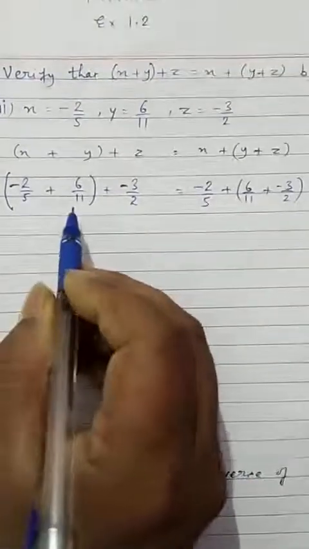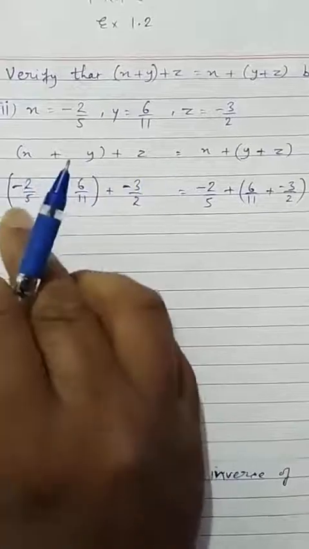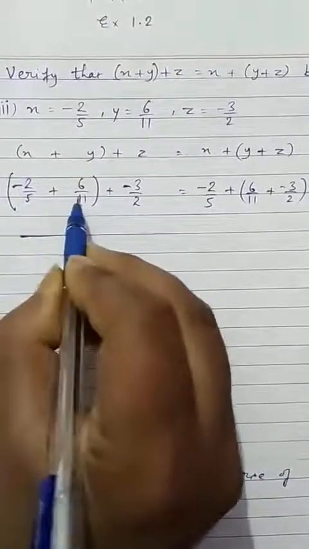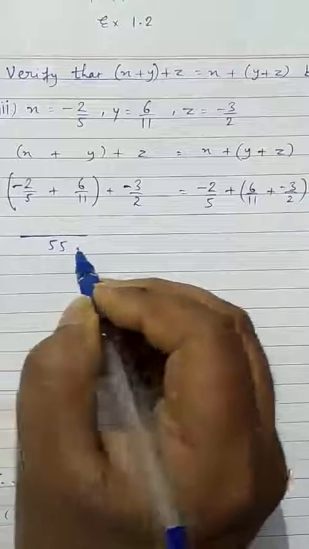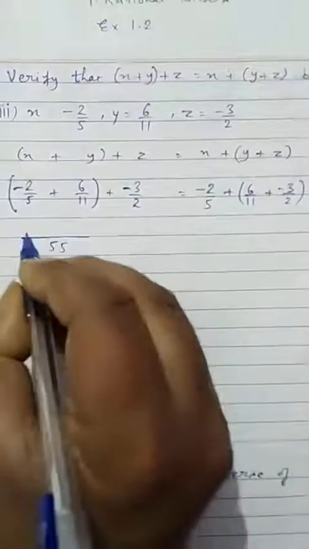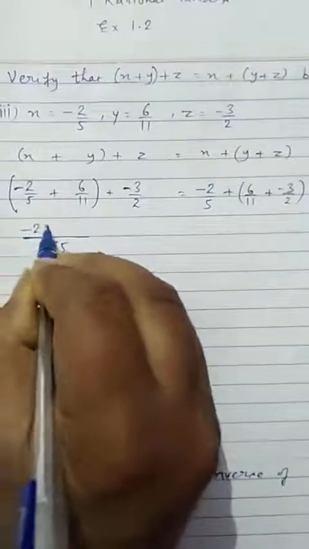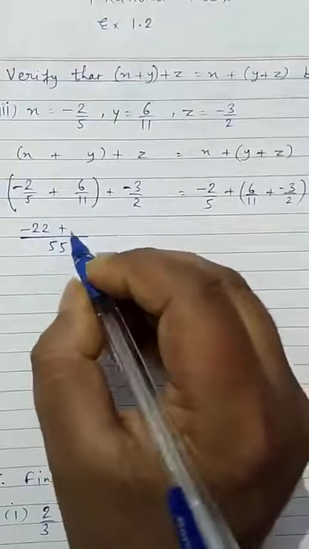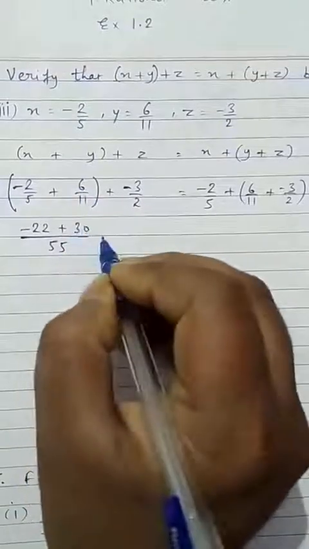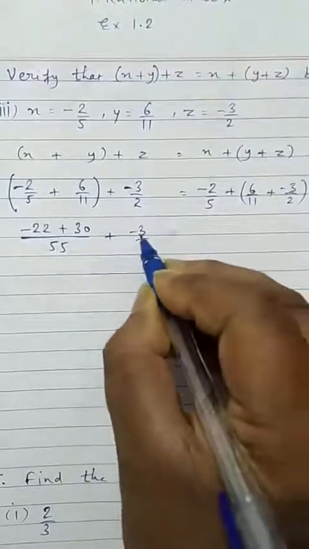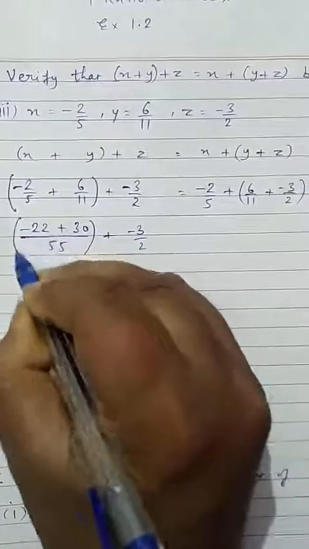So first we have to solve the addition that is given inside the bracket using the BODMAS rule. The LCM of 5 and 11 is 55. 55 divided by 5 is 11, 11 2s are 22, plus sign here. 55 divided by 11 is 5, 5 6s are 30. Plus minus 3 upon 2. And this is inside the bracket.